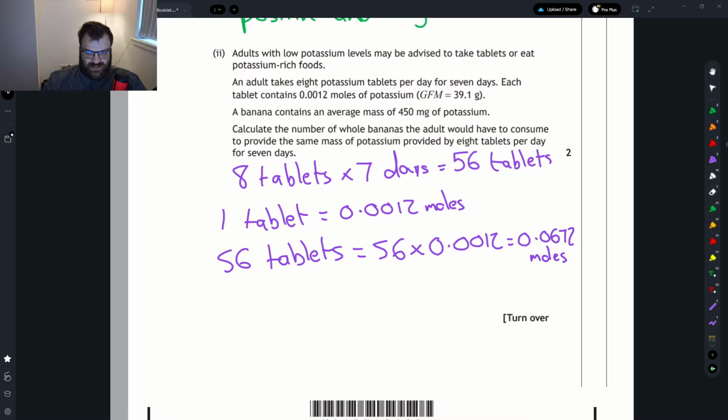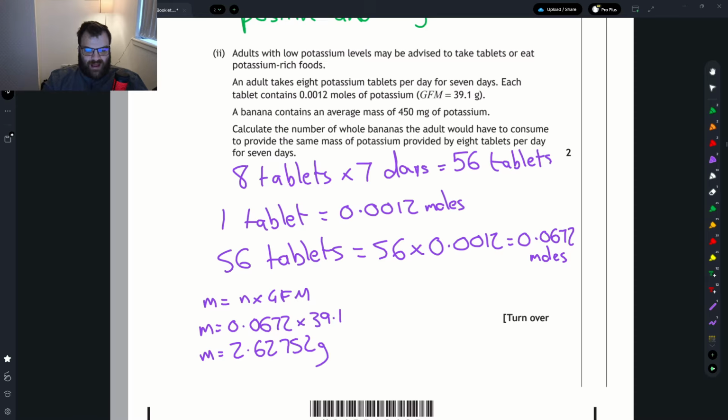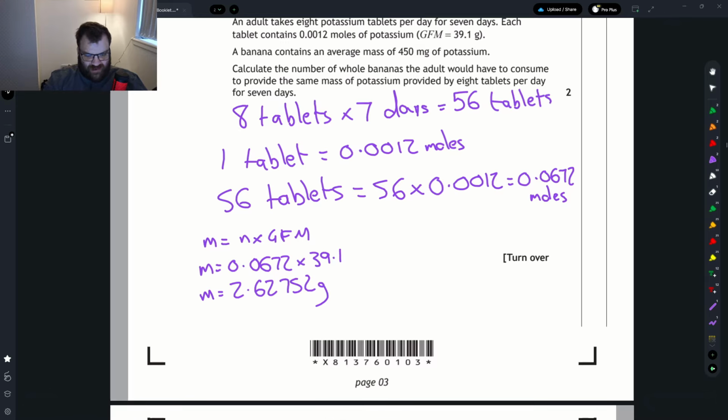So number of whole bananas you have to consume to provide the same mass of potassium provided by this. Well, they're telling us that one banana is 450 milligrams. We know the GFM, we're told the GFM of potassium. So let's turn our number of moles into mass by timesing it by the GFM. 0.0672 times 39.1. That's 2.62752 grams. A milligram is a 1,000th of a gram, so there'll be more milligrams, which is why we need to times this one by 1,000.